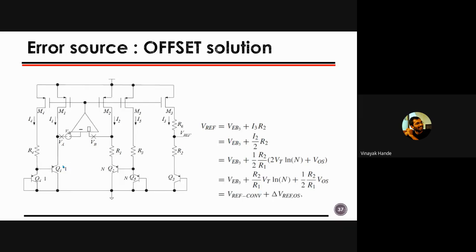Now, another technique to reduce the offset is, similarly, you have to increase your area. That is the only solution people may be figuring out. Here you are increasing the area by n, and the offset is getting reduced by a factor of half.